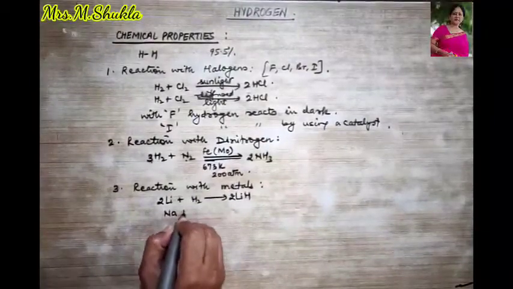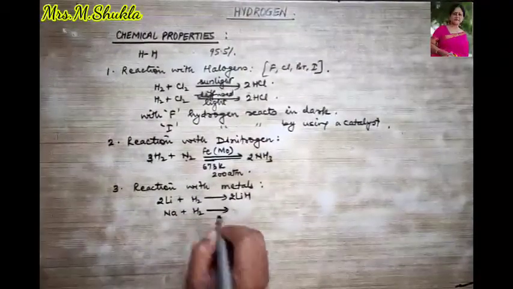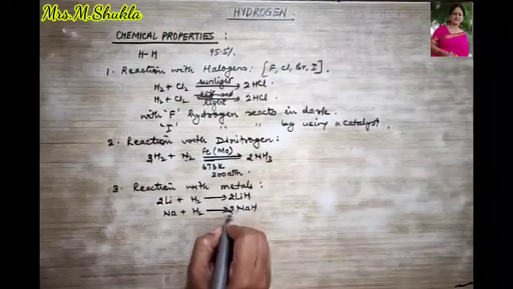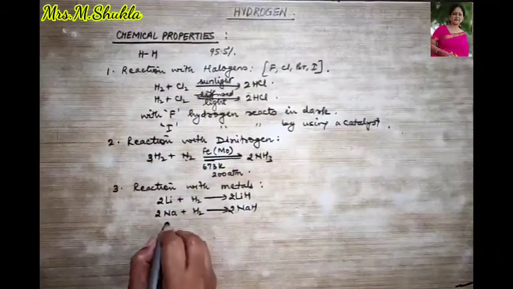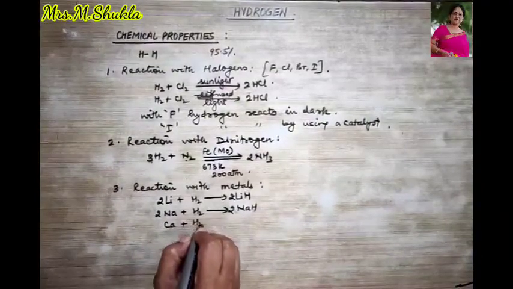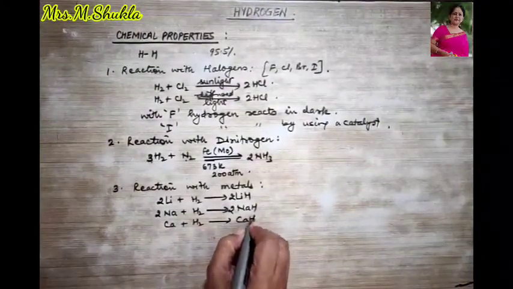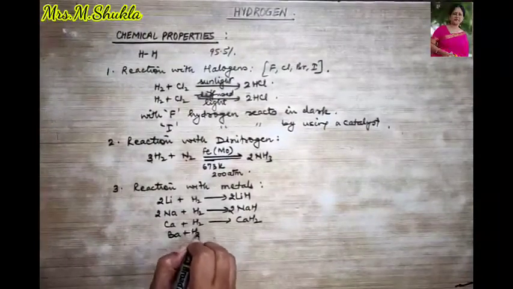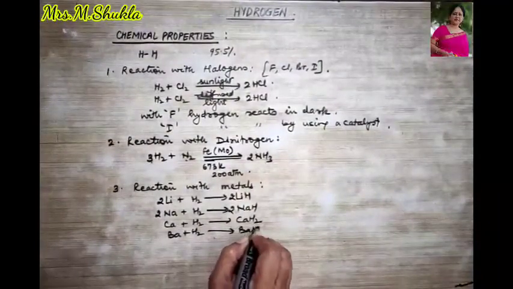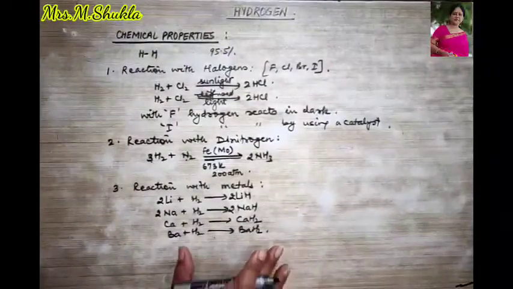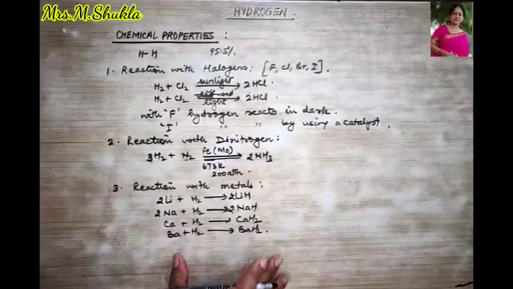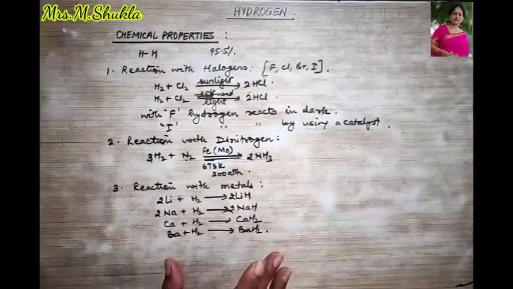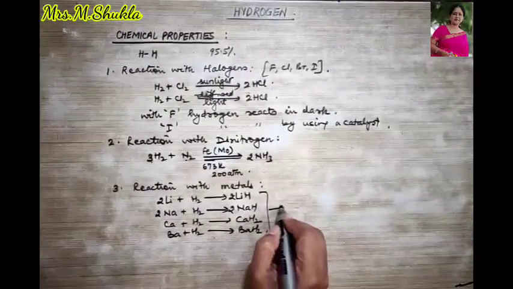Similarly, sodium can also combine with hydrogen to give us sodium hydride. You balance this also. In the same way, calcium can combine with hydrogen to give calcium hydride. Barium can combine with hydrogen to give barium hydride. Clear? With the transition metals, dihydrogen may form hydrides, and what are these hydrides termed as?